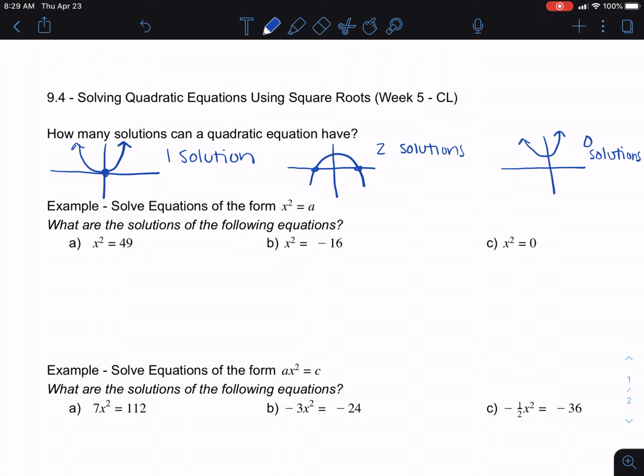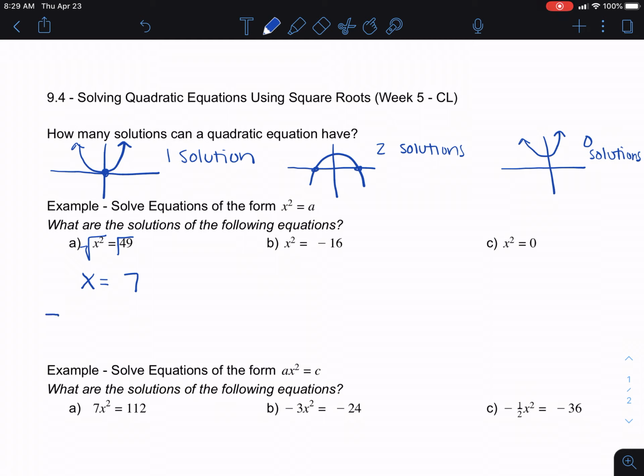One of the things we're going to talk about is what happens to a number when we take the square root of it. So if we look at a, we have x squared equals 49. To get rid of the square, we're going to square root both sides. On the left-hand side, we'll be left with x equals, and when we take the square root of 49, we get 7. But think about what happens when you square a number.